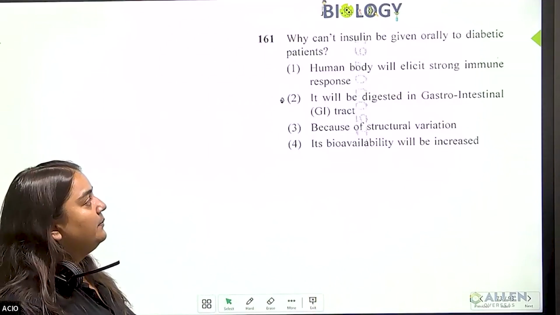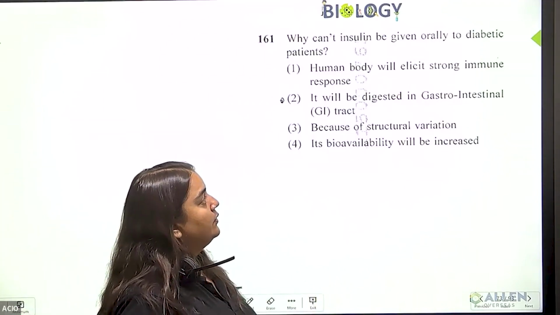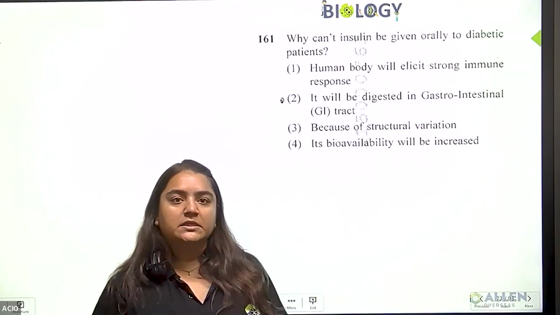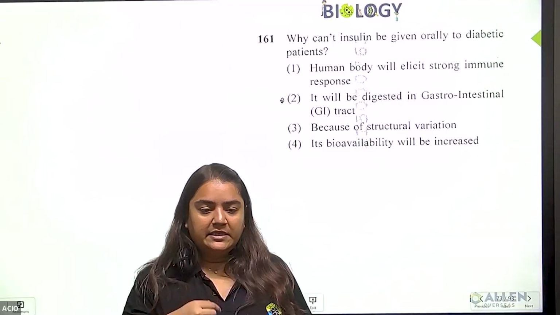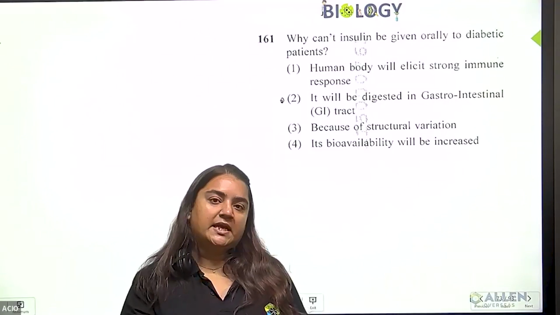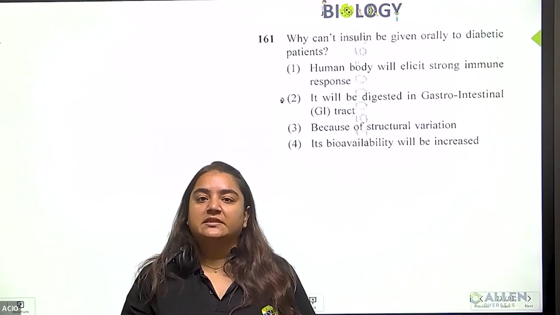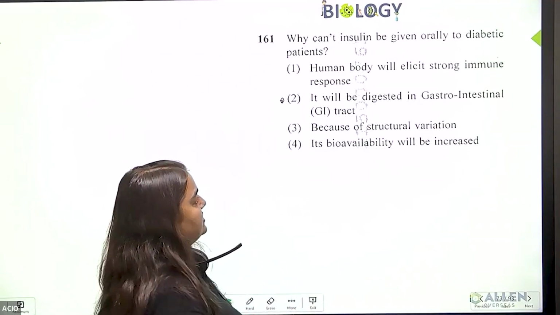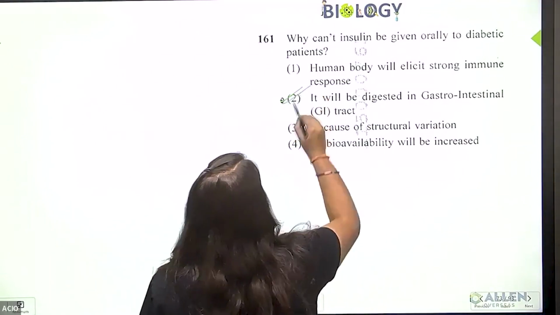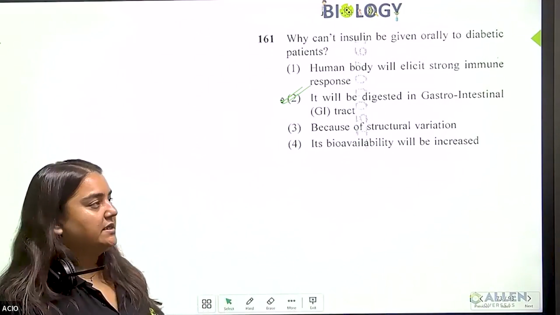Next, why can't insulin be given orally to the diabetic patient? Because insulin is a proteinaceous hormone. If you are going to give it directly via the alimentary canal, gastrointestinal tract, it will get digested in the stomach. Okay, due to the action of pepsin. So it will be digested in gastrointestinal tract due to the action of protein digesting enzyme.